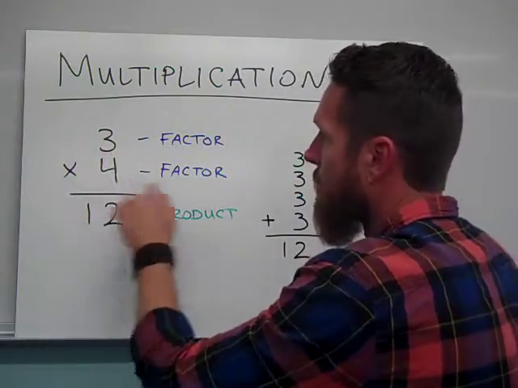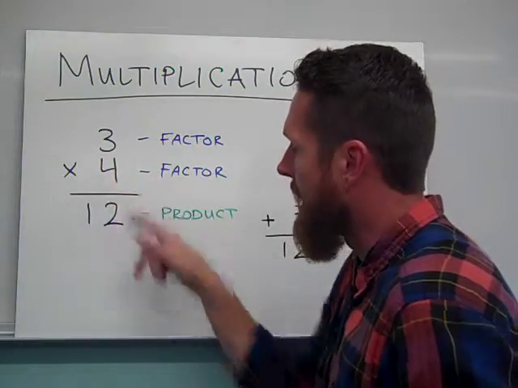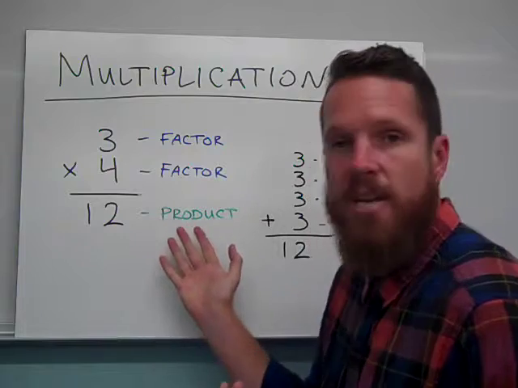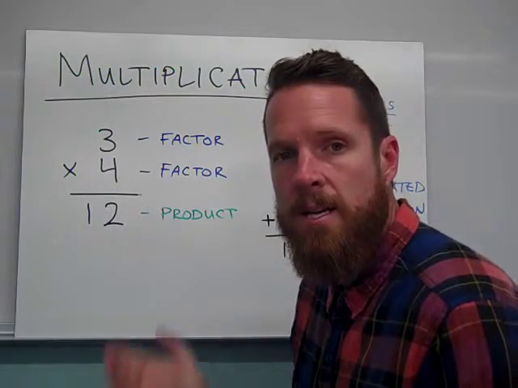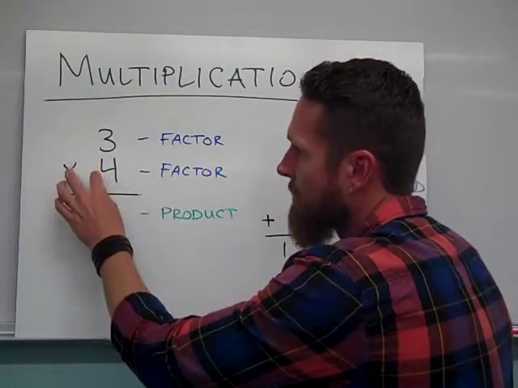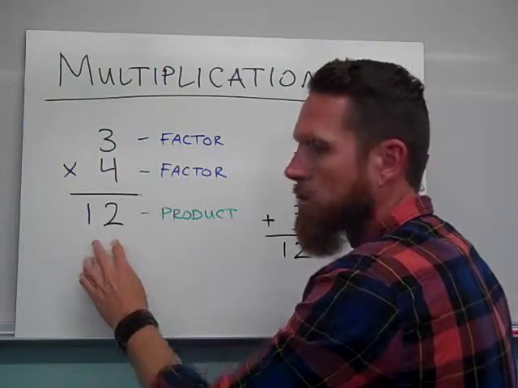These two numbers, 3 and 4, are called factors. And so you have two factors that you are multiplying to get the answer. And the answer to a multiplication problem is called the product. So a product is the answer to a multiplication problem. So here we have 3 times 4, which equals 12. So these two factors multiplied equals 12.